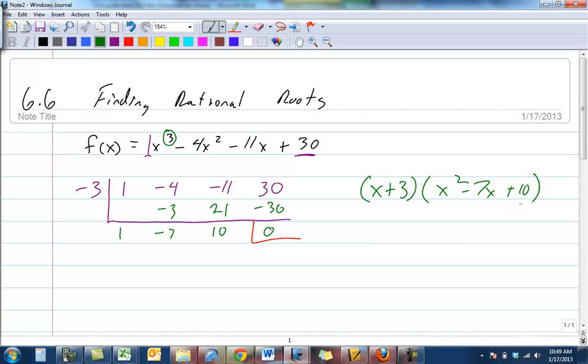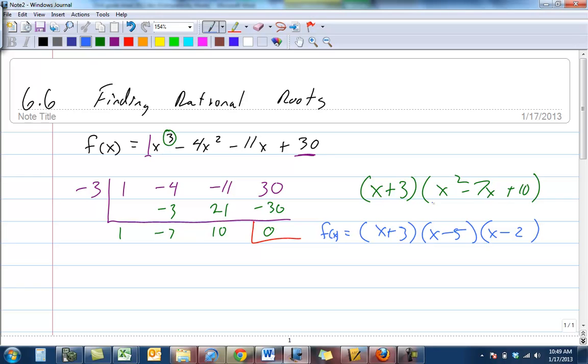But I'm going to ask you to factor this completely. So you would factor what multiplies to 10 and adds up to negative 7. And you would get x plus 3 times, what is this factor? It's x minus 5 and x minus 2. That would be the factored form of f of x. But I'm going to show you a different way. Check this out.